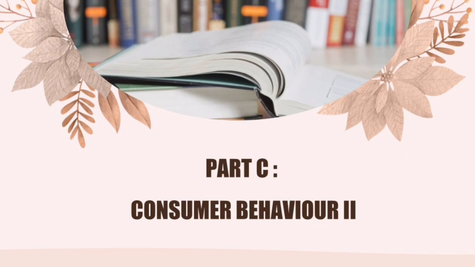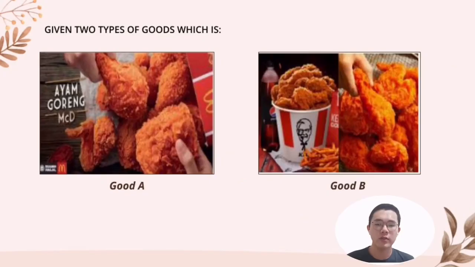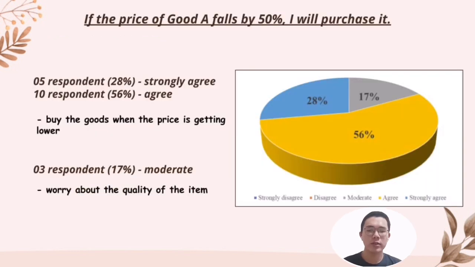Part 3. Consumer Behavior 2. In this part, we are conducting a survey on how price factor and income factor will influence consumer behavior about good A and good B. Based on the data collected, we have 5 respondents strongly agree and 10 respondents agree that they will purchase good A if the price of good A falls by 50%.